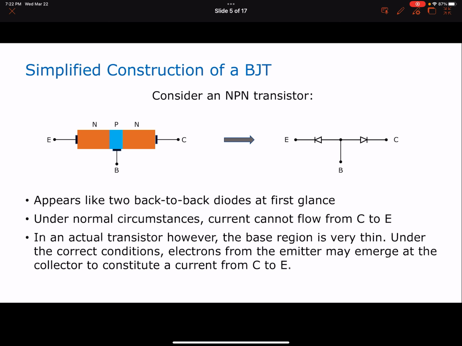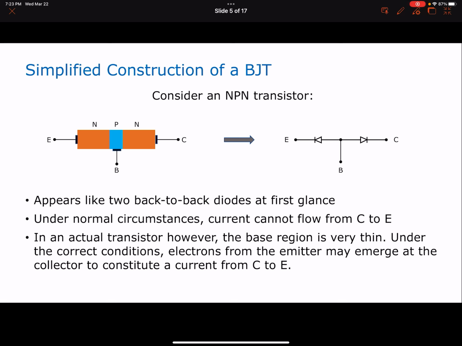Okay. In an actual transistor, however, the base region, this particular region, is very, very thin. It's very, very thin. This is a little bit exaggerated. This should have been drawn maybe only as a line. And under the correct conditions, electrons from the emitter may emerge at the collector. If I have electrons flowing into the emitter, into the N region here, because this is very, very thin, under the correct conditions, those electrons can emerge at your collector. And that will constitute a current from your collector to your emitter.